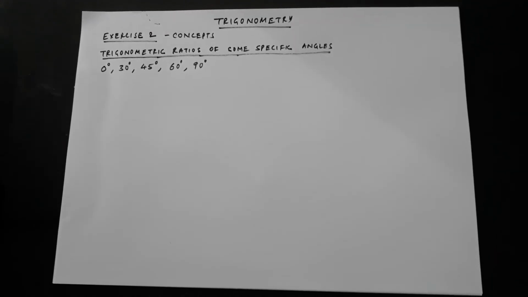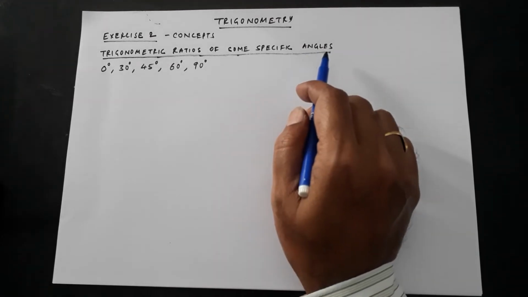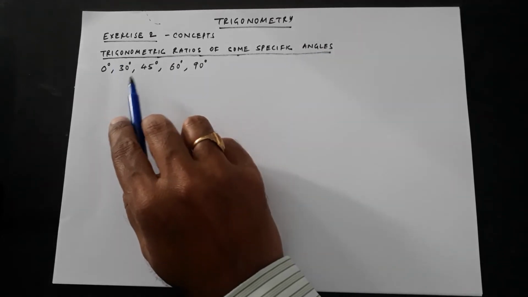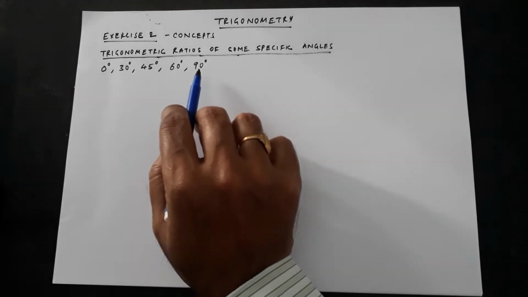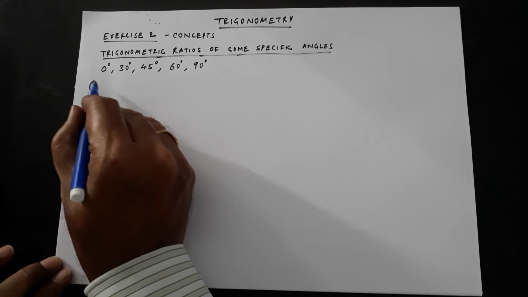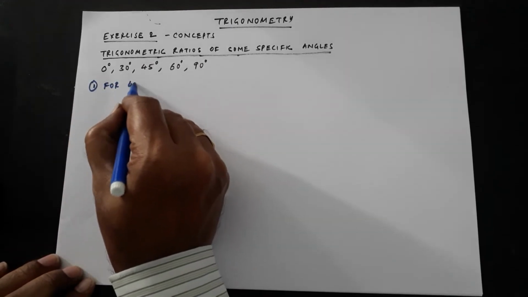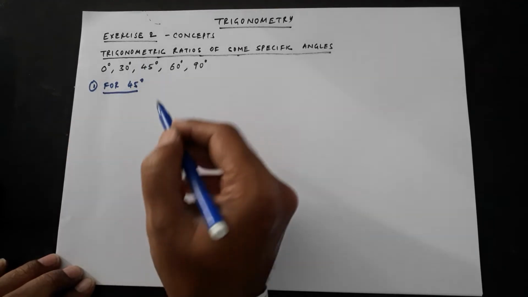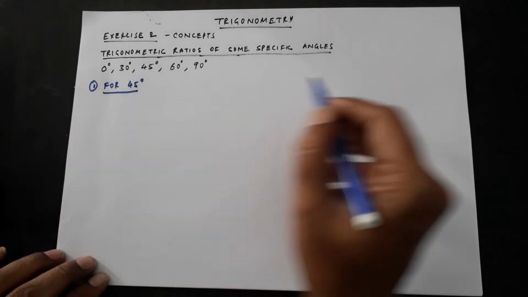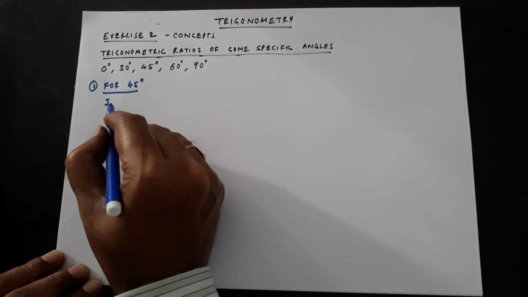Today, let's see trigonometrical concepts for exercise 2. In this, we have trigonometric ratios of some specific angles like 0 degrees, 30 degrees, 45 degrees, 60 degrees, and 90 degrees. First, we'll see the trigonometrical ratios for 45 degrees. For this, let's take an isosceles right angle triangle.